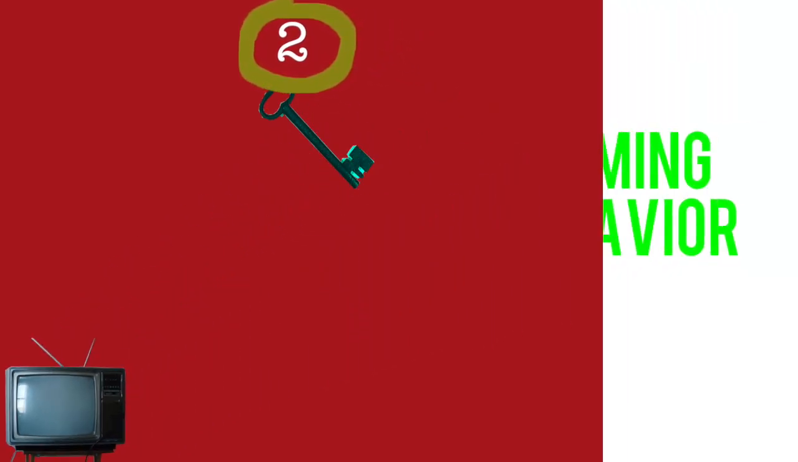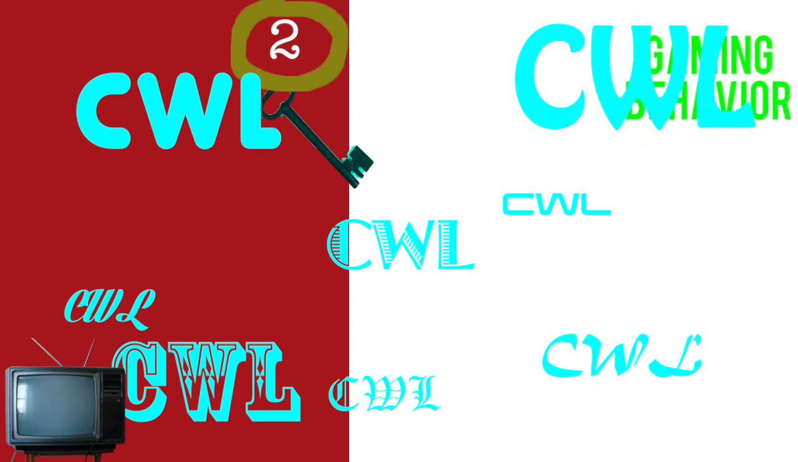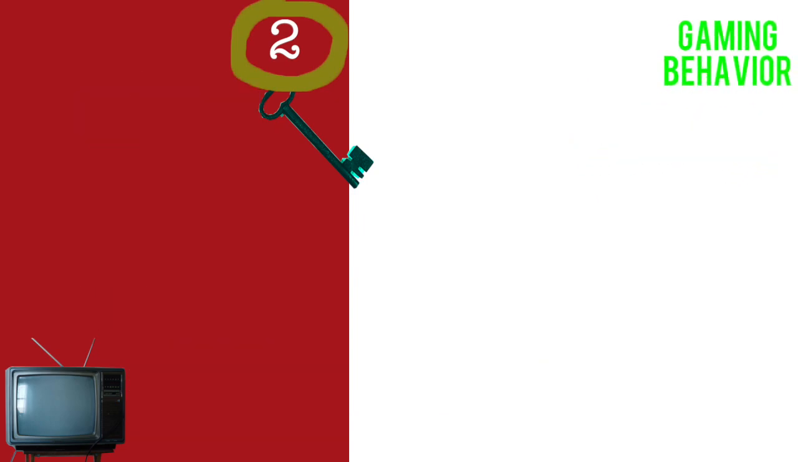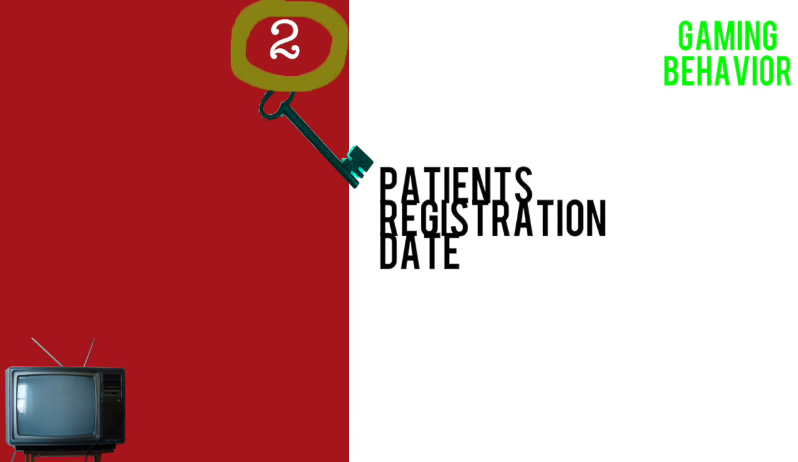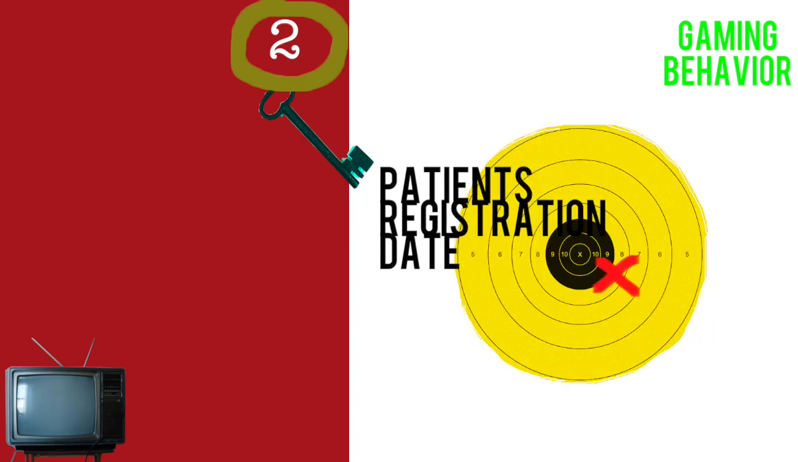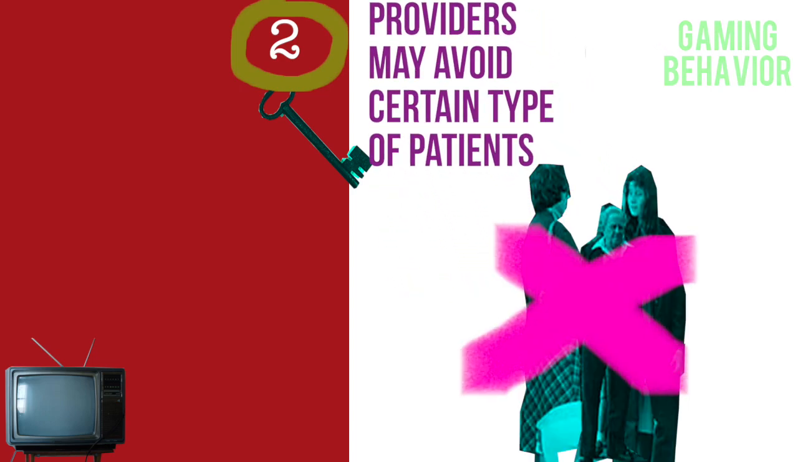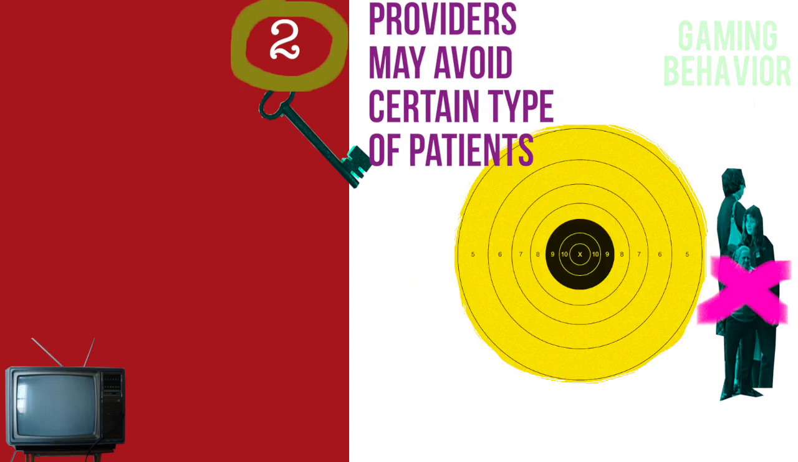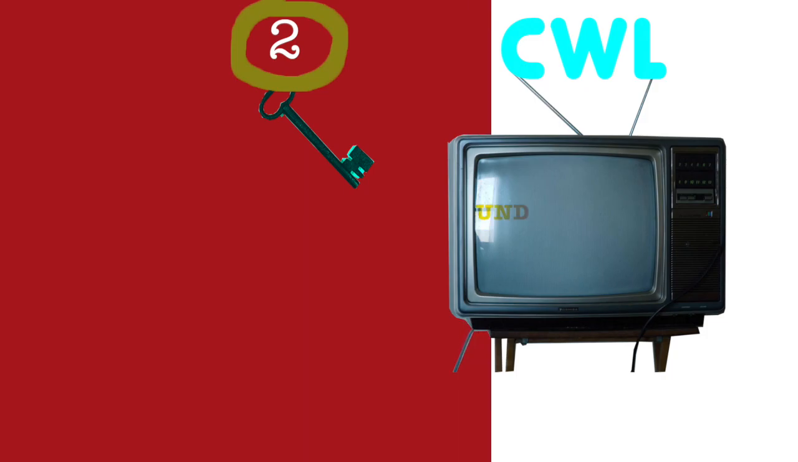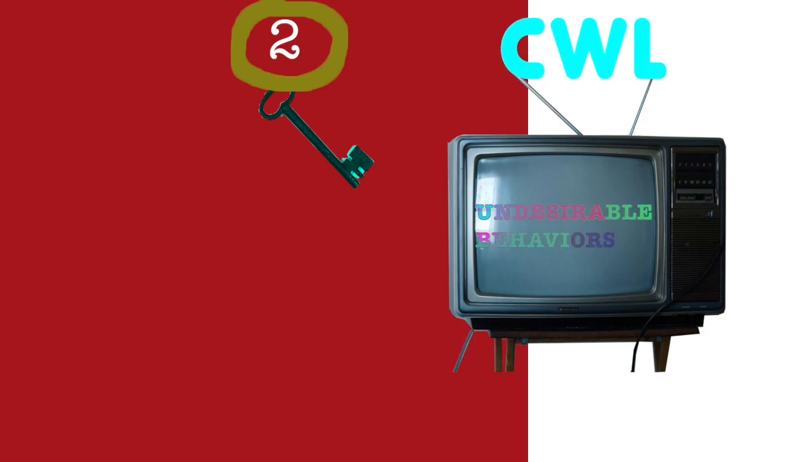The second key consideration is related to monitoring. The literature shows gaming behaviors with every type of centralized waiting list. For instance, patients' registration date may be artificially reset to meet target waiting times. Or, providers may avoid certain types of patients, leaving them to wait much longer on the list than lower priority patients. Therefore, close monitoring of centralized waiting lists is strongly recommended in order to detect and address these undesirable behaviors.